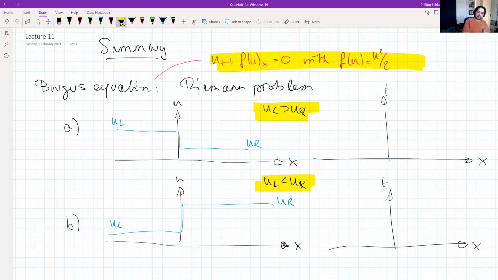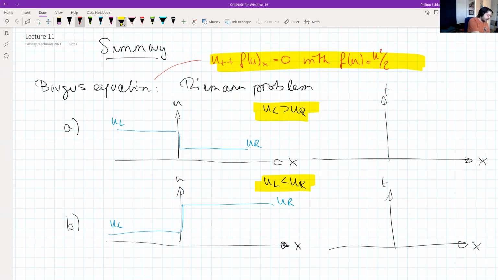One case where UL is larger than UR. UL is the solution on the left, and UR is the solution on the right. So that's the first case when UL is larger, and the second case when UL is lower than UR.